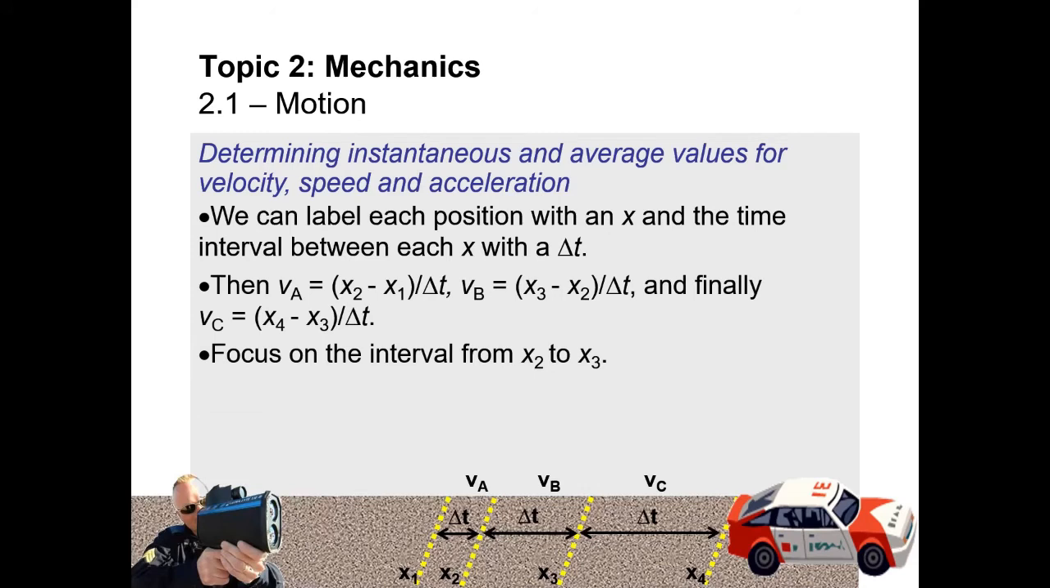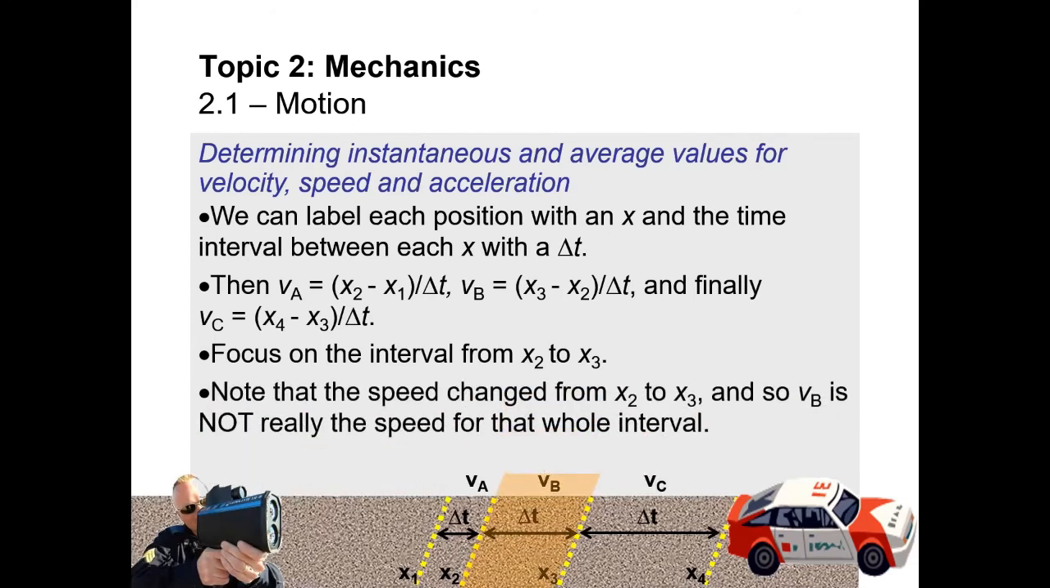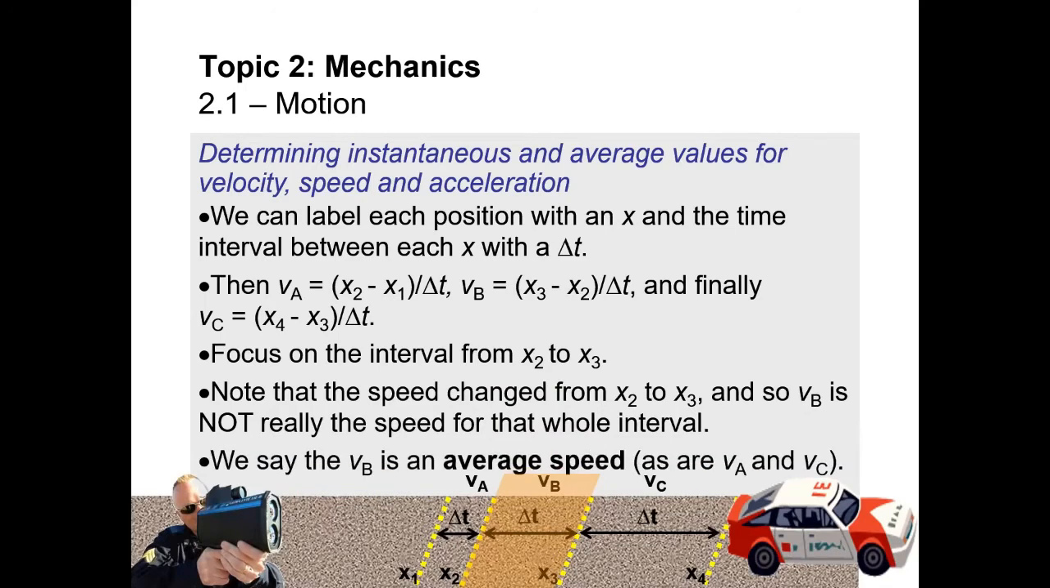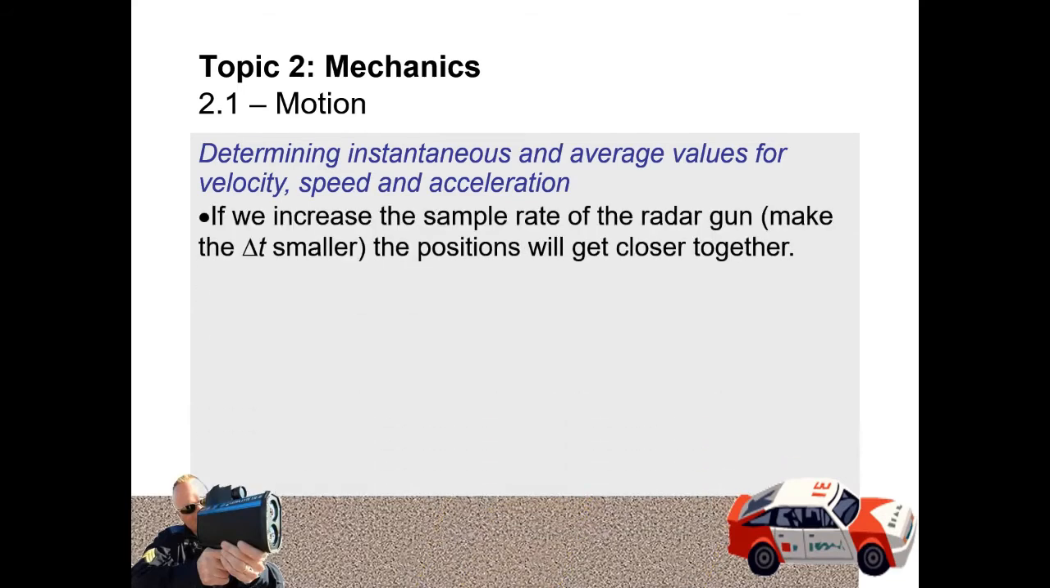Focus on the interval from x2 to x3. Note that the speed changed from x2 to x3, and so VB is not really the speed for that whole interval. We say that VB is the average speed. If we increase the sample rate of the radar gun, which makes delta t smaller, the positions will get closer together.